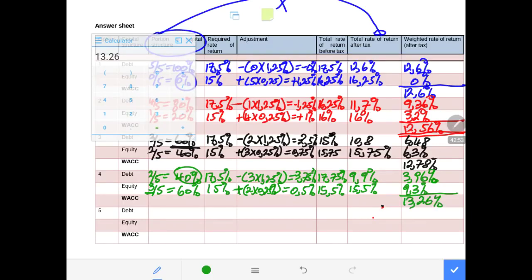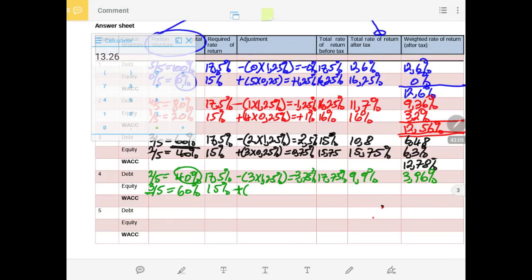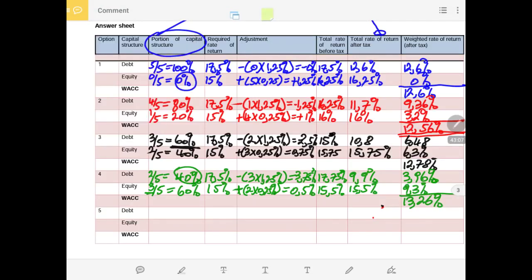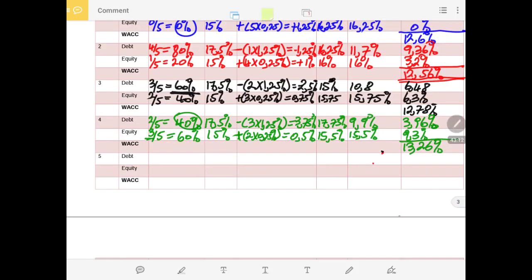13.26 will be the weighted average cost of capital. Still, this funding instrument is not best in comparison with option 5 or 12.56. We don't know if 12.56 will be the final best combination of the funding instrument or not. That we don't know, but so far it's still the best weighted average cost of capital that we need to consider. Option number 5, remember, we are reducing now our debt and we are increasing our equity.